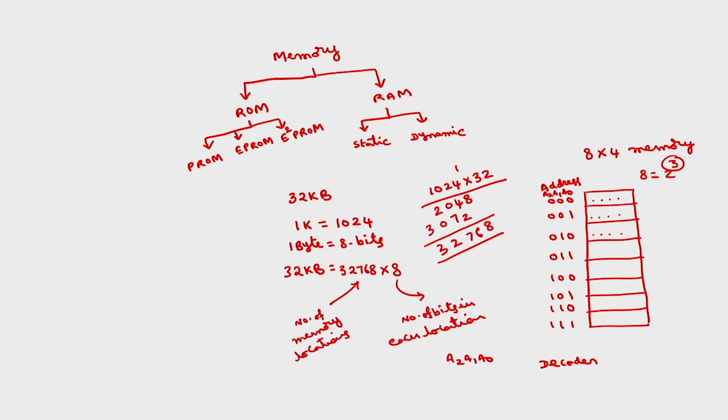So, basically the first block of any memory is a decoder. Here, if I want an 8 by 4 memory, then we require a 3 by 8 decoder. If I take the structure of this 8 by 4 memory, say a read only memory directly, the first block will be a 3 to 8 decoder.